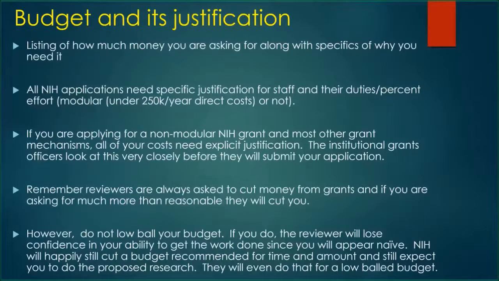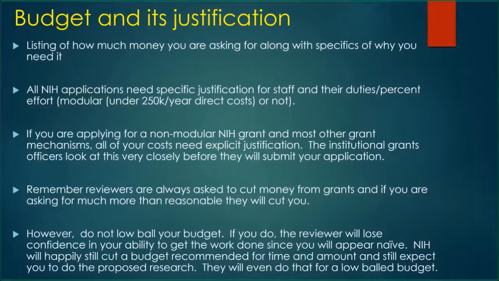They just want an overarching statement of why you need the amount of money you're asking for. However, NIH also has non-modular grants, and almost every other grant mechanism is like that. You're going to ask for money, and you have to explicitly justify it. Like you might be justifying that I need $1,000 in gloves, and I need this much money for a clinical coordinator or whatever.